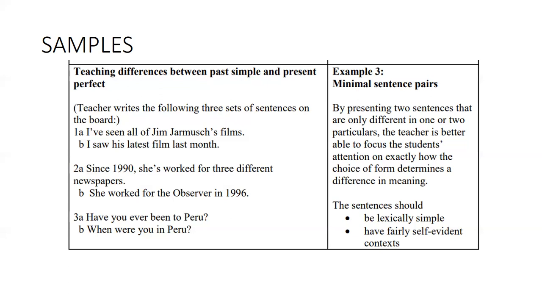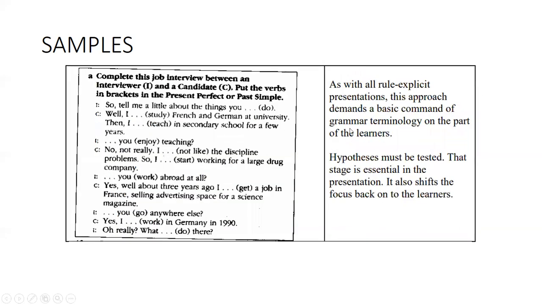She worked for The Observer in 1996. So what is this? This is sequential, like one after the other. So first is the sentence pair. Minimal sentence pair means minimal because it is limited. And the sentence pair is just two sentences. Okay? Next.